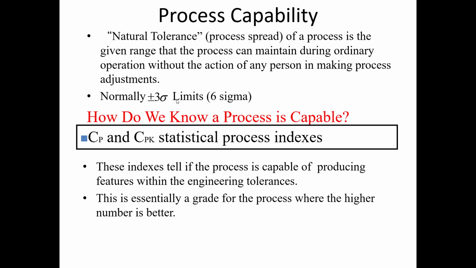Now, how do we know a process is capable? I already discussed this. Now I am just going to talk a little bit about Cp and Cpk, the statistical process indices. Basically these indices tell if the process is capable of producing features within the engineering tolerances. This is essentially a grade for the process, where a higher number is better. As I already mentioned, when these values are more than 1, we consider that we are maintaining the quality and the process is capable. But when these values go lower than 1, they are not meeting the quality standard.